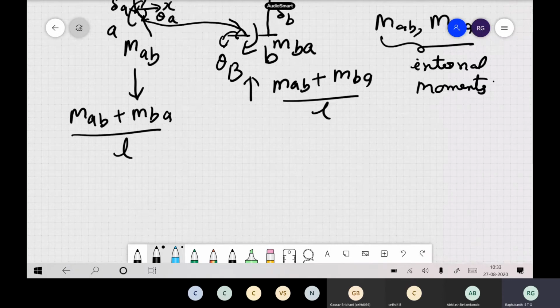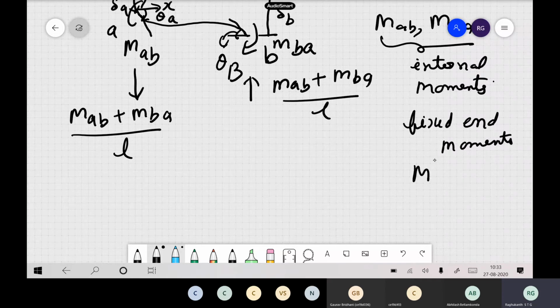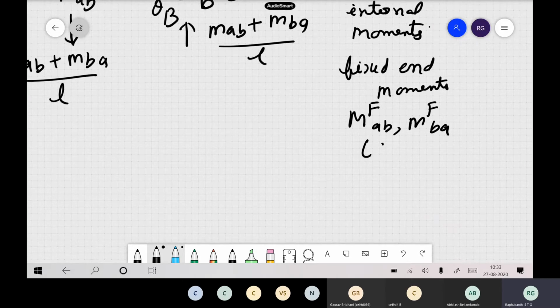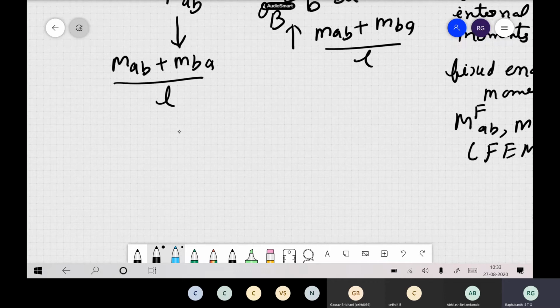Now suppose the beam is fixed, what happens? Apart from these internal moments, you also will have some fixed end moments. You would have seen in many textbooks they denote this as MFAB, or write the fixed end moments as FEM. Sometimes we confuse whether it's finite element method or fixed end moment, but in structural analysis the fixed end moments we write as FEM. This is the notation used here. Now to derive our slope deflection equations, this is our equation here.